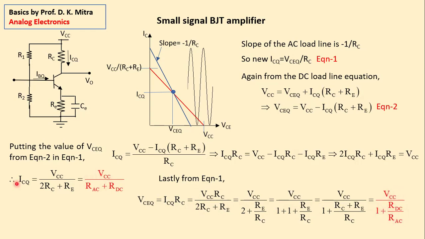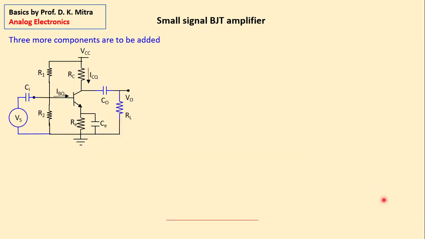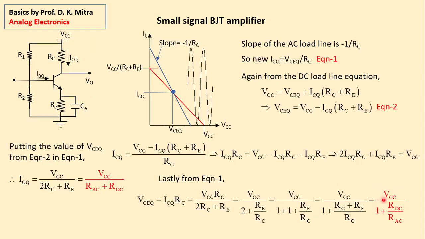So these two red equations give you the values of ICQ and VCQ. Here I have found out the values of ICQ and VCQ. That means half of the design is complete.